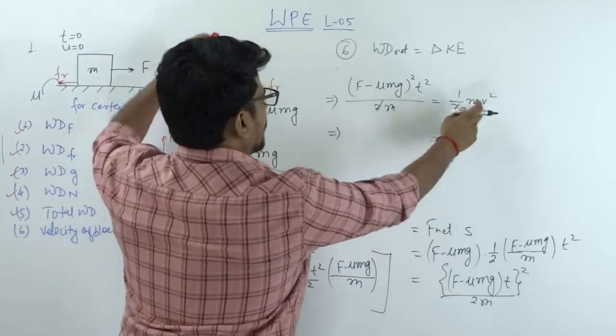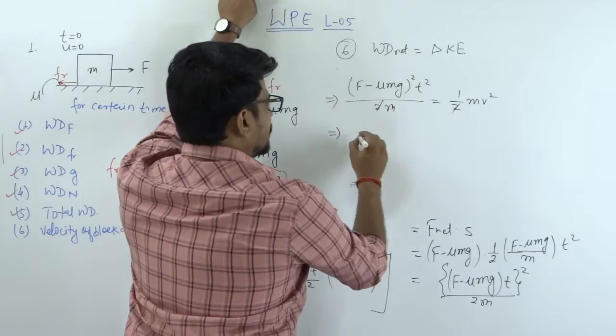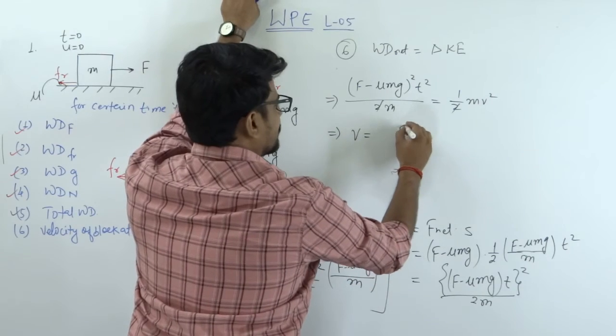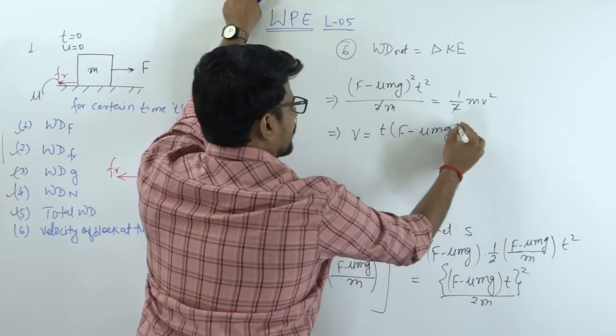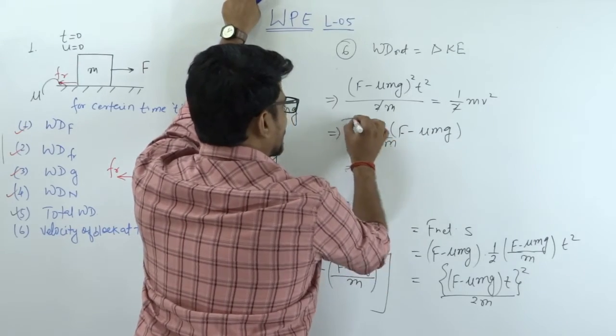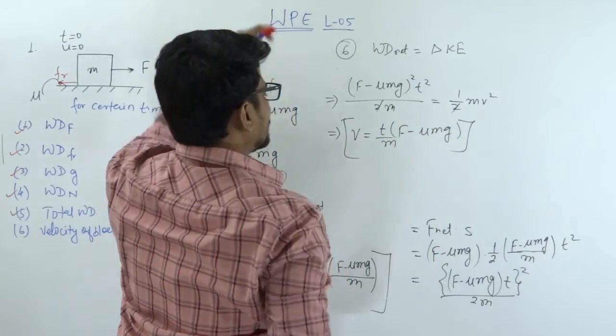कोई दिक्कत नहीं है, m को इस तरफ ले आओ और सब रूट हो जाएगा, तो आपको जो velocity होगी, that is going to be (F minus mu mg) times t, और नीचे m मिल जाएगा. So this is the velocity at any time t.